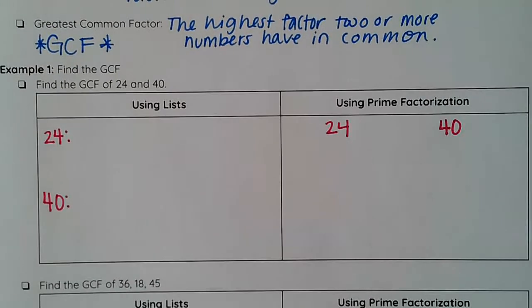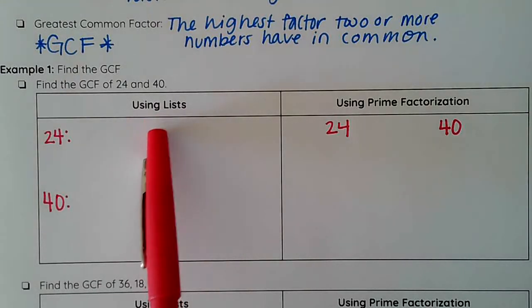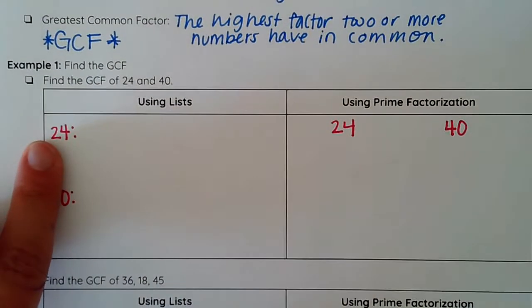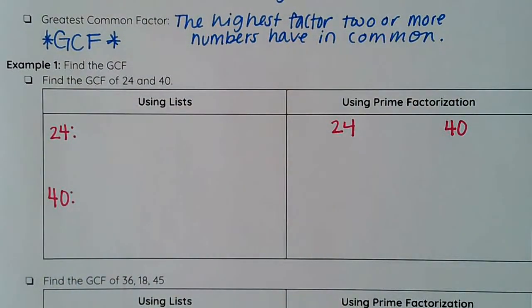Let's start here. We have the GCF of 24 and 40. We can find the GCF in two different ways: using lists or using prime factorization. I will model both, ask that you try both, but eventually you will pick what makes you more comfortable. When we use our lists, we want to think of that number, 24, and what whole numbers we multiply together will equal 24.